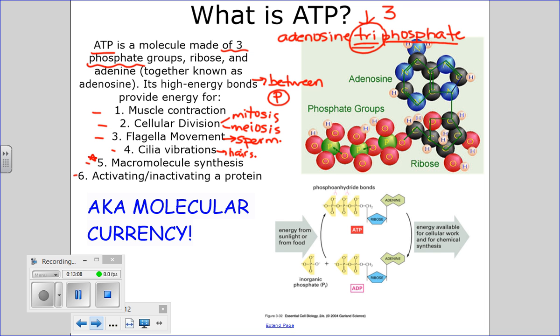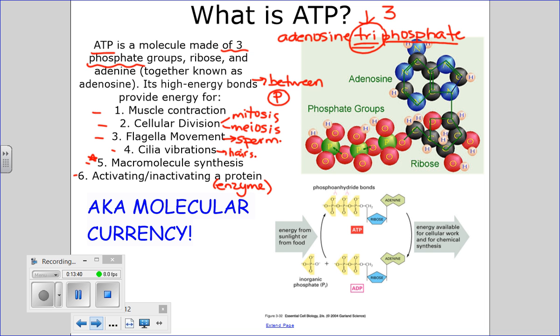Now here's a big one that we already know about. If I'm going to make a macromolecule, I need energy to do that. And so generally, chemical reactions require energy. That is a generalization that you can make. Another thing, activating or inactivating a protein, or we could even say an enzyme, because that's the function of proteins that we focused on the most, those all require energy.